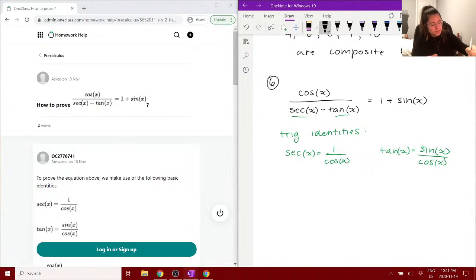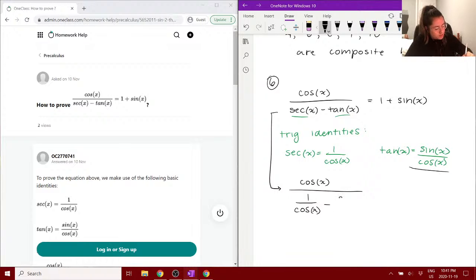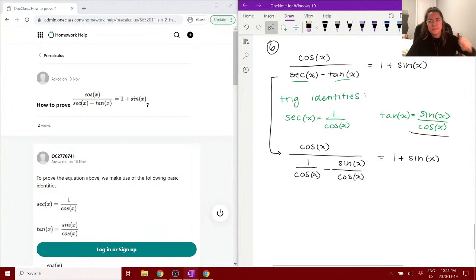Let's start by subbing them into our given question. So we have cos of x in the numerator on the top. And in the denominator, we can sub in 1 over cosine of x for secant x minus tan of x, which we'll sub in as sine of x divided by cosine of x, the identity for tan of x. And that's equal to the right side of the equation, which we will keep the same.